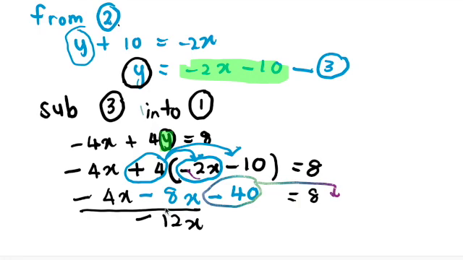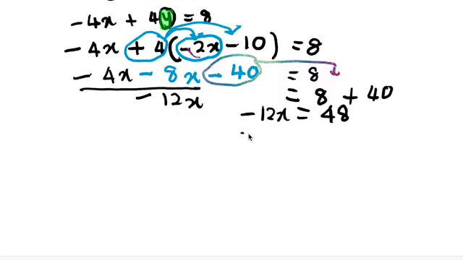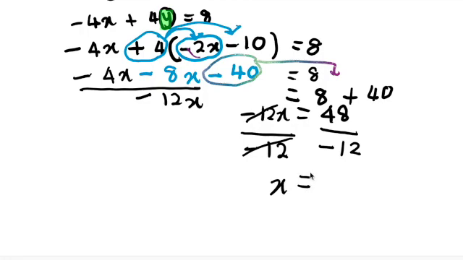So, what does it become? Negative 12x equals to 8 plus 40. So, negative 12x equals to 48. Divide with negative 12. So, when left side divide with negative 12, right side also divide with negative 12. So, negative 12 over negative 12 is 1x. 48 divide with negative 12 is negative 4.